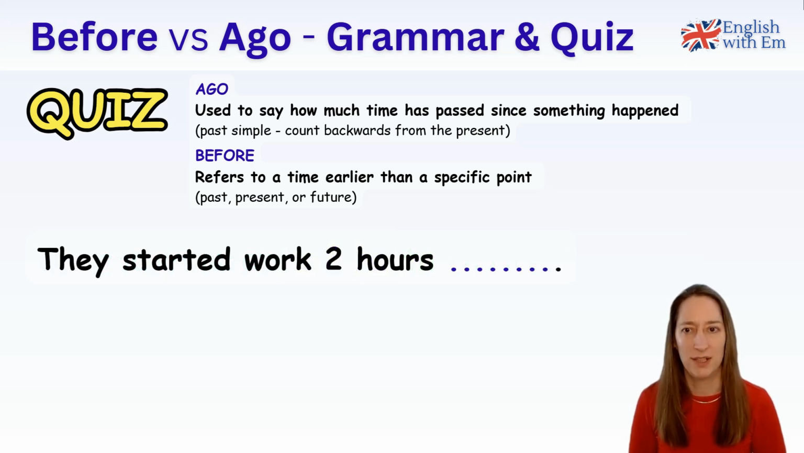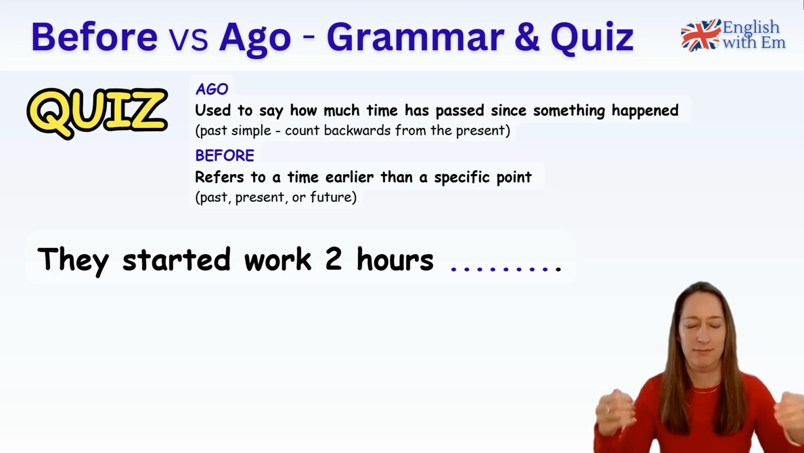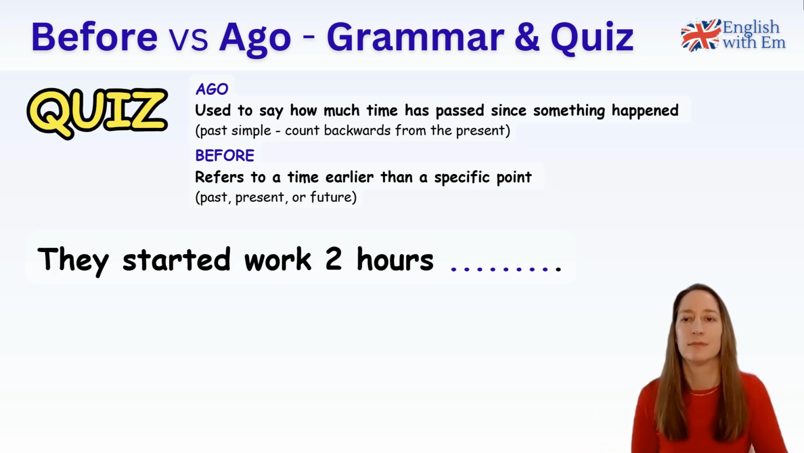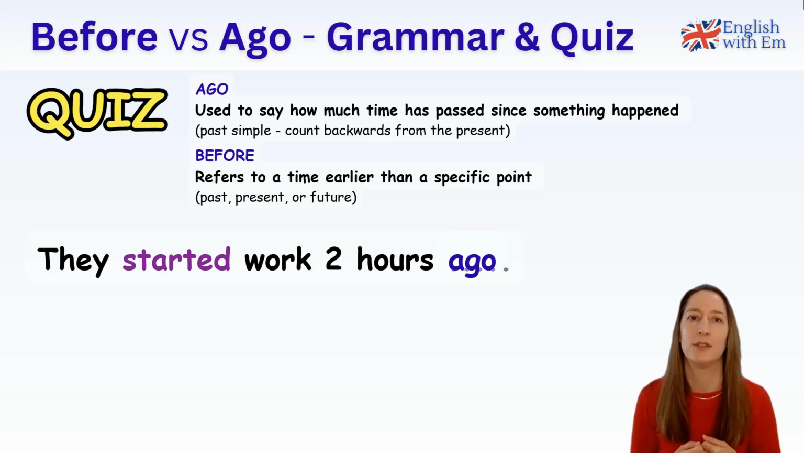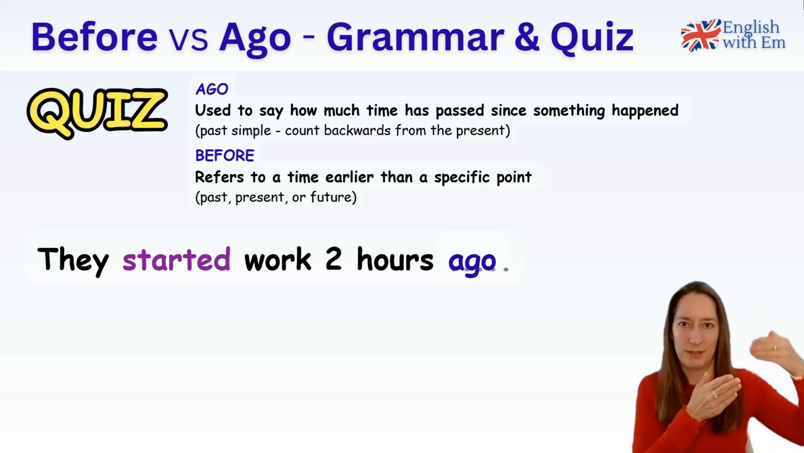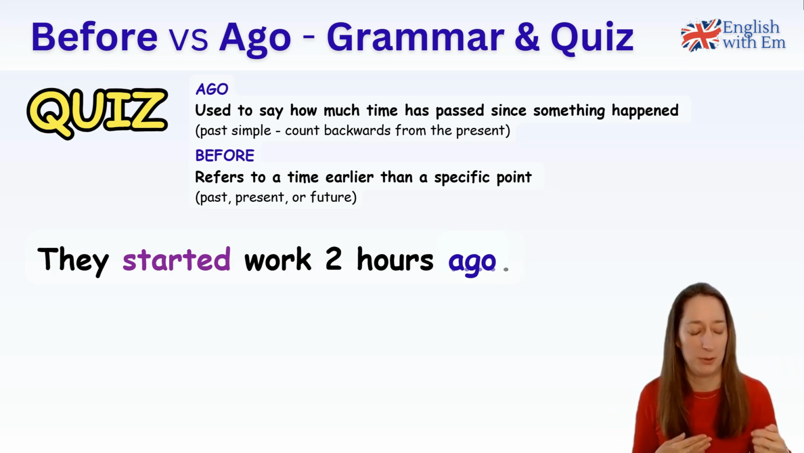They started work 2 hours. Ago. They started work 2 hours ago. Past simple tense, they started work, and we're counting back 2 hours from now.